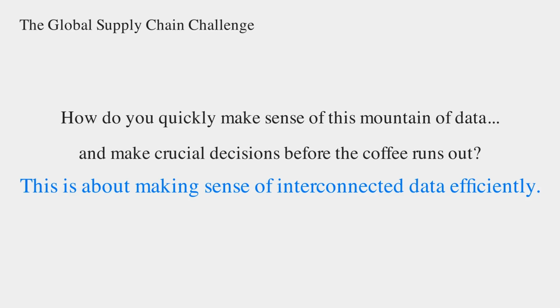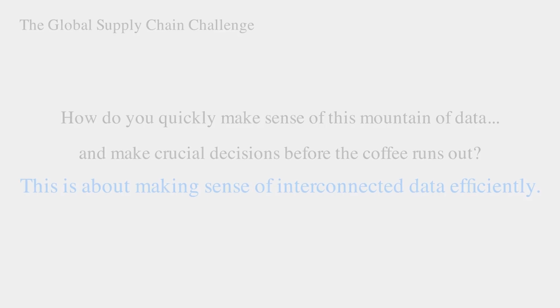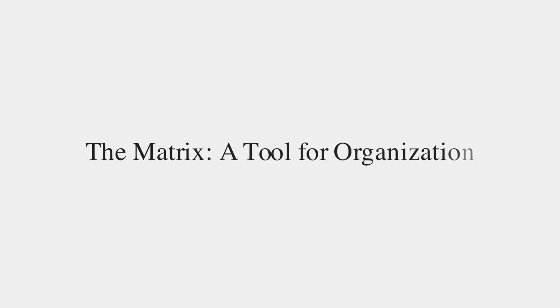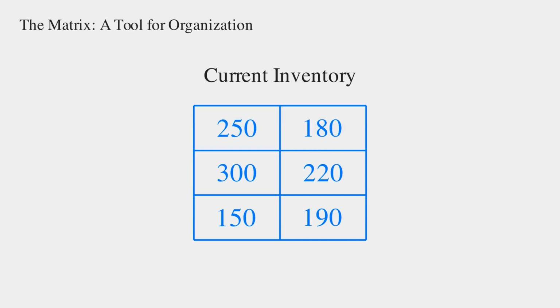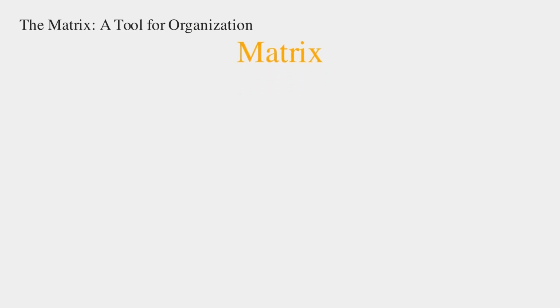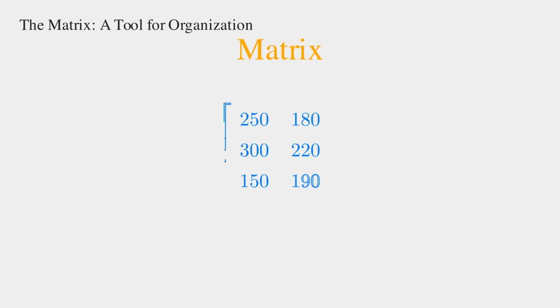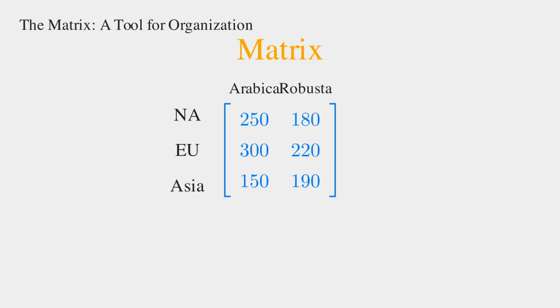To tackle this data overload, mathematicians created a powerful tool: the matrix. Simply put, a matrix is a rectangular array of numbers, symbols, or expressions arranged in rows and columns. It's like a highly organized spreadsheet, but designed specifically for mathematical operations. Each number within this array is called an element or entry.